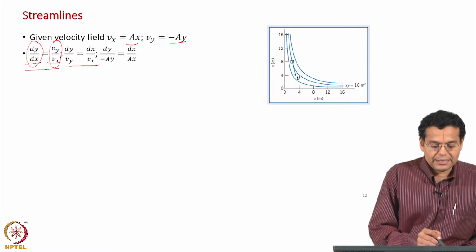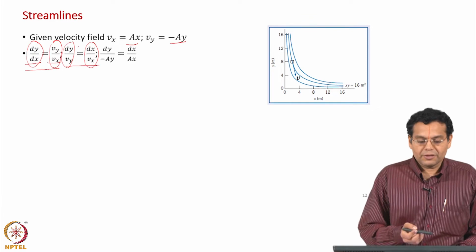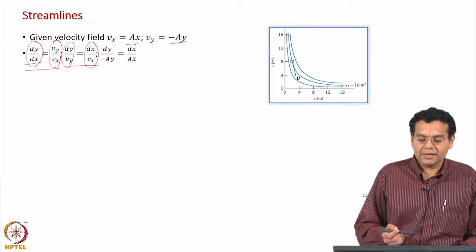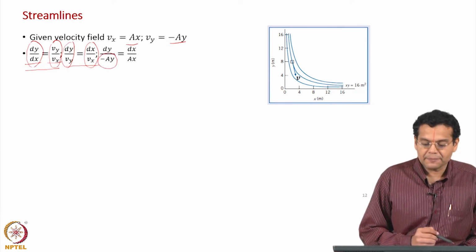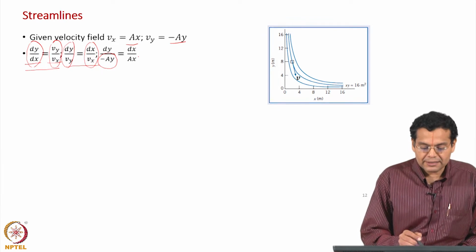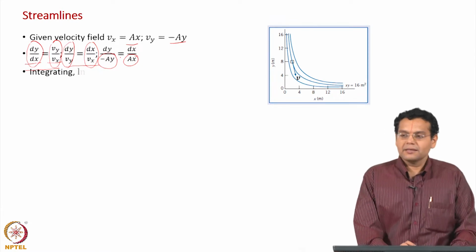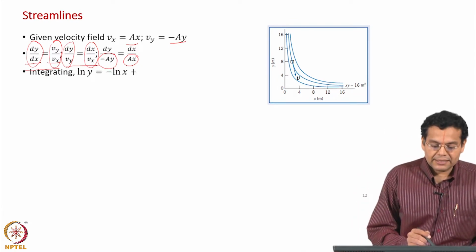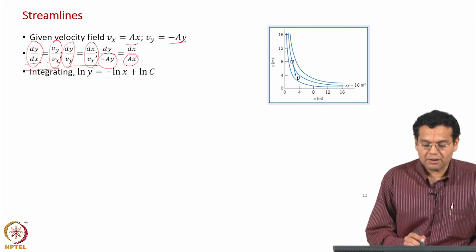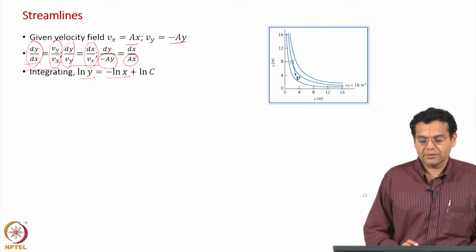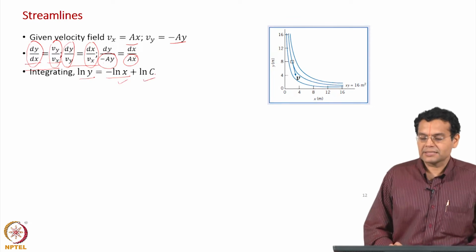So write this as dy by vy equal to dx by vx. The reason for writing this is that if you substitute for vy and vx, you can integrate. Now I substitute for vy as minus a y and for vx as a x. Now we integrate. Integrating the left hand side gives ln y. I have taken the negative sign to the right side, so I get minus ln x, and we take the constant as ln c for convenience.